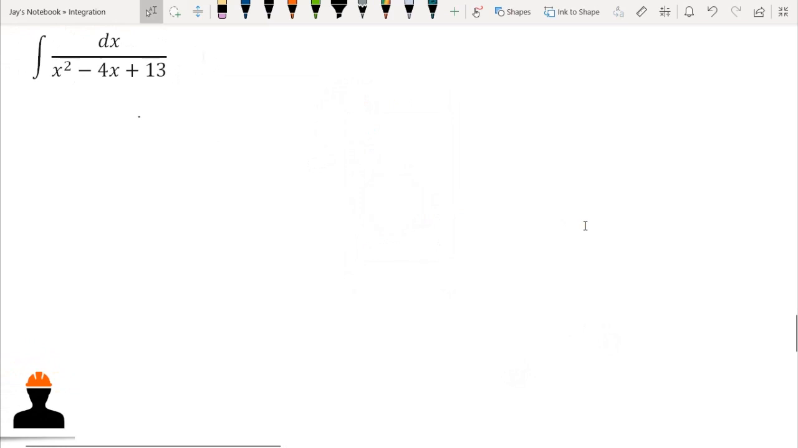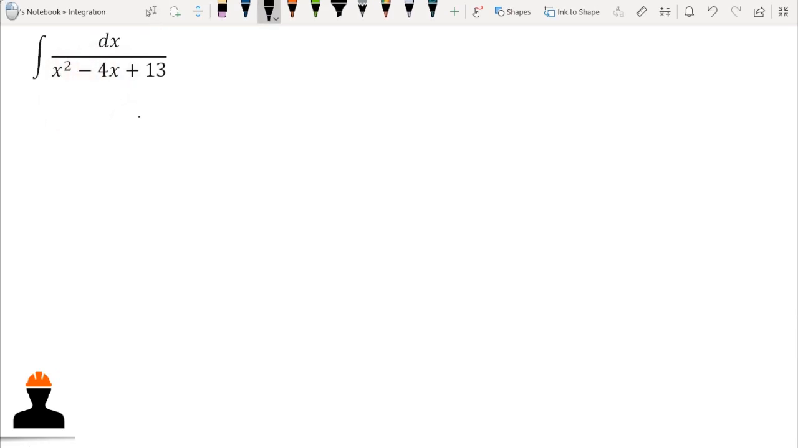Now we have our example here, that is the integration of dx over x squared minus 4x plus 13. Upon looking at the equation below, we can't use any integration rule to this one, nor the present rule that I introduced, that is the square root of a squared minus u squared, and so on. In this case, we need to convert this into a square of binomial.